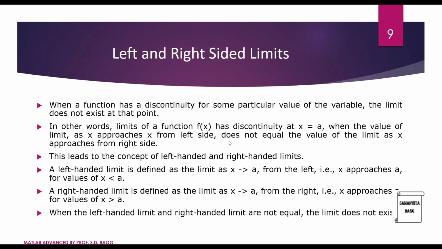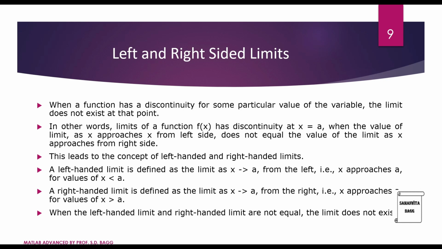Next we'll talk about left and right sided limits. When a function has a discontinuity for some particular value of the variable, the limit does not exist at that point. This is something we already know from mathematics. In other words, a function f of x has a discontinuity at x is equal to a when the limit as x approaches a from the left side does not equal the limit as x approaches from the right side. So when you approach from the left side, you get a different value, and when you approach from the right side, you get a different value.